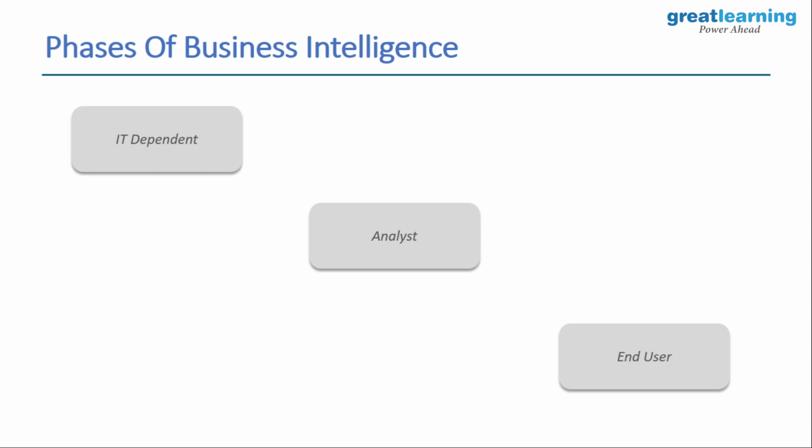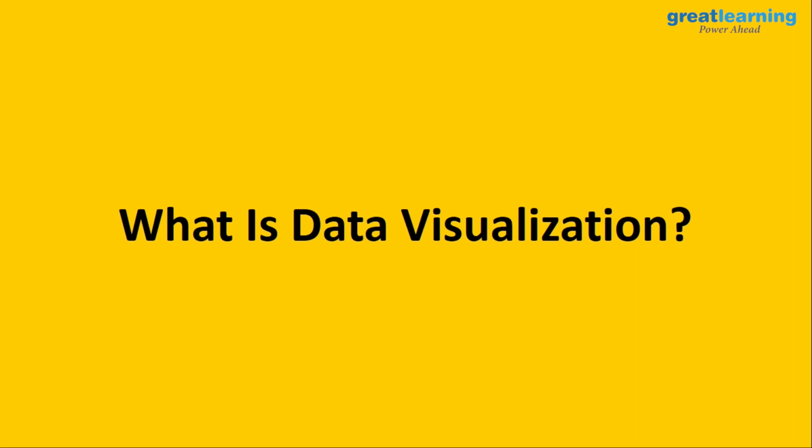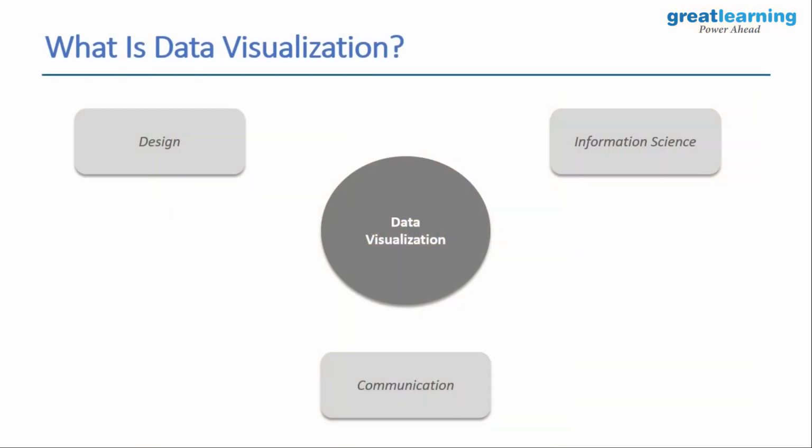I don't know how much further this phase would develop, but again, technology is something that keeps evolving, isn't it? So these are the different phases of business intelligence. I hope you've understood what these phases are. So what exactly is data visualization? When you talk about data visualization, these are the three things that I can think of, right? Data visualization basically is at the intersection of design, information science, and communication.